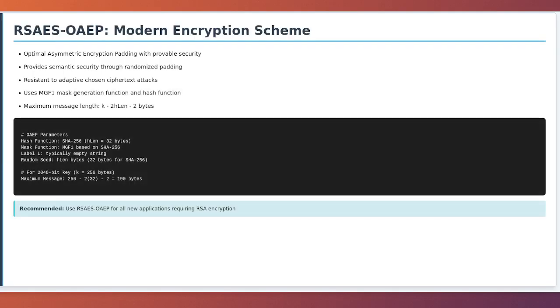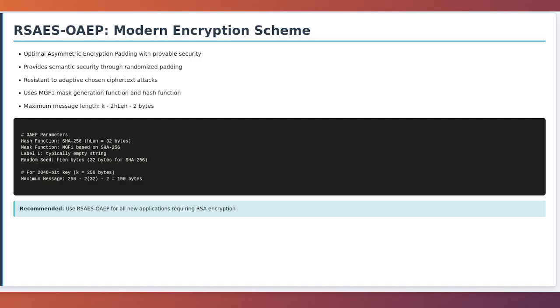RSAES-OAEP encryption scheme. RSAES-OAEP is the modern, recommended encryption scheme defined in RFC 8017. OAEP stands for Optimal Asymmetric Encryption Padding, and it was designed by Bellare and Rogaway to provide provable security against chosen ciphertext attacks. This is the scheme you should use for new applications that need RSA encryption.